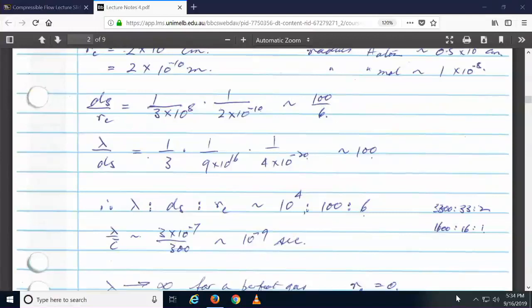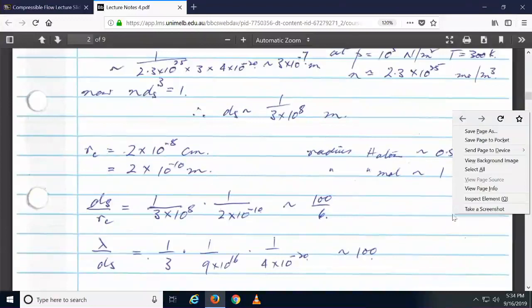Yes? Can you please repeat how did we find ds? ds, yes. ds I found, let's see now. So I said that the average spacing between molecules is ds. So the volume that one molecule occupies is ds cubed, roughly speaking.